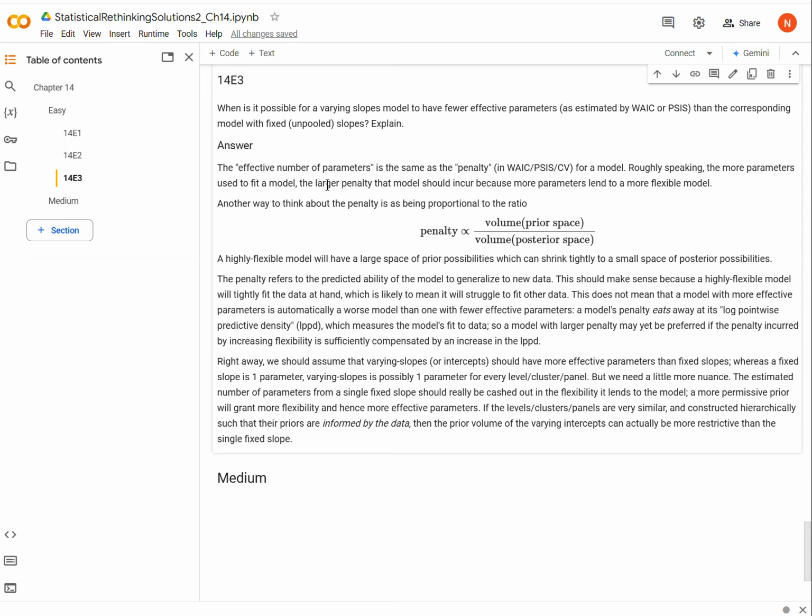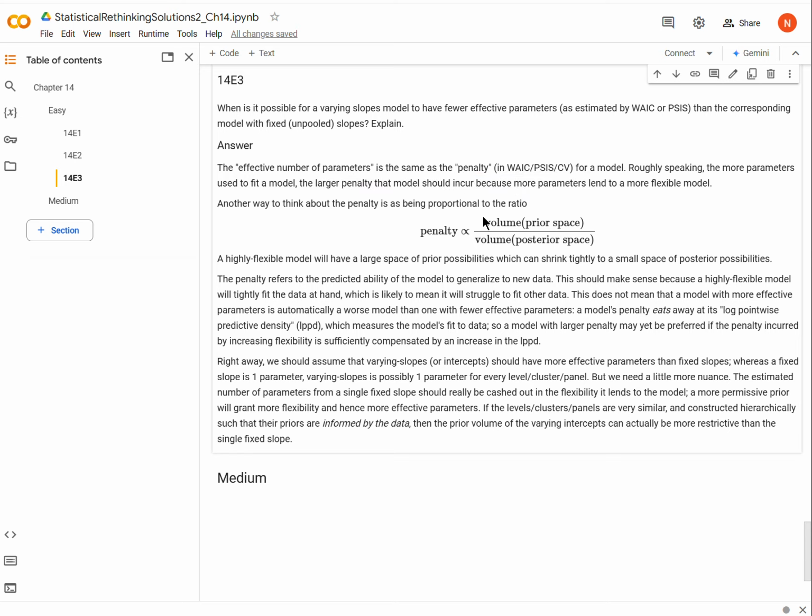This is my answer for it, and it's just a lot of text, so I will try to paraphrase here. The first thing to recognize is that the effective number of parameters is the penalty term for these different estimates: WAIC, PSIS, or cross-validation. Roughly speaking, the more parameters that are used to fit a model, the larger the penalty.